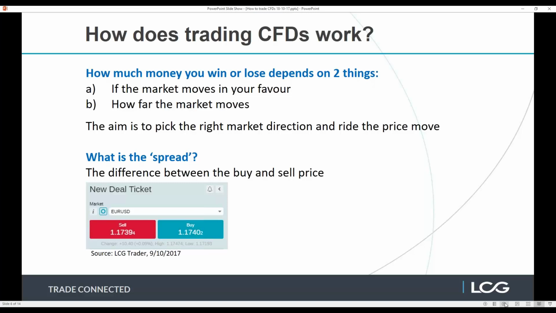A quick one on what is the spread. So the spread is the difference. There's always a spread in any market you trade. It's just a bit more clear-cut in CFDs because that's your only cost of trading. The difference between the buy and the sell price.